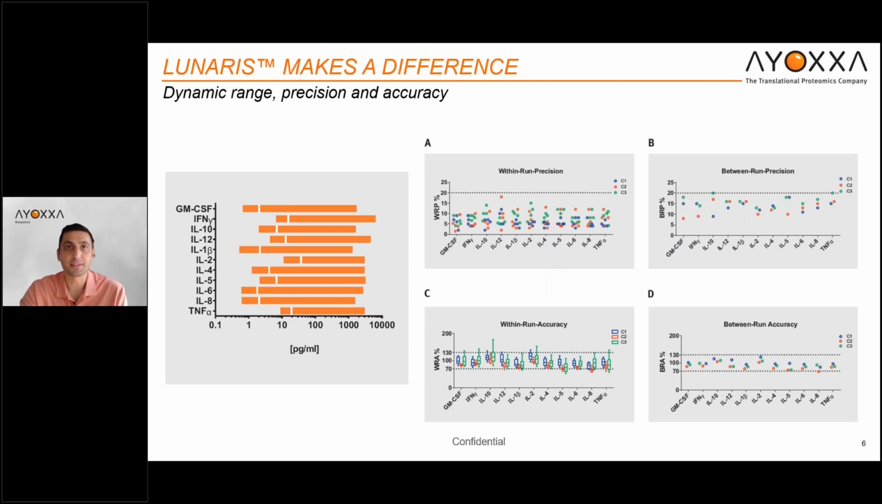Now, each of our kits, sensitivity-wise, can measure as little as 1 picogram per milliliter, depending on the analyte, with a dynamic range of 3 to 4 logs. Furthermore, you can see the accuracy and precision from 3 separate experiments from both the within run and the between run percentages on the side of the graphs. And if you take a look at the top 2 graphs, you can see that the CV, or coefficient variance, is below 20%.